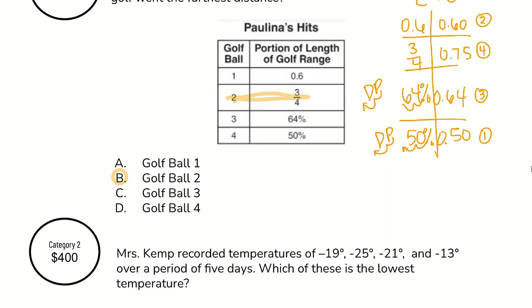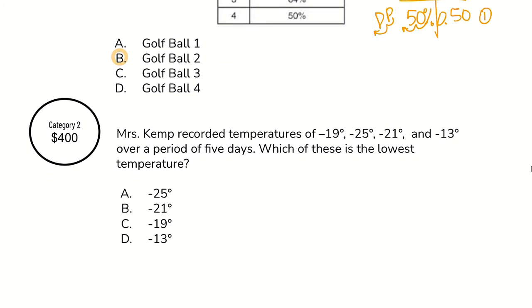Okay, the next one says, Miss Kemp recorded temperatures of negative 19 degrees, negative 25 degrees, negative 21 degrees, and negative 13 degrees. I don't know where Miss Kemp went, but that's not in Texas. Over a period of 5 days. Which of these is the lowest temperature?